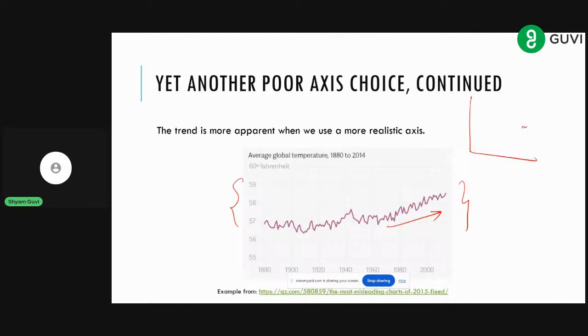If you just look at the overall temperature from the zero axis, it will still remain the same, and you will feel that global warming is not coming and all. But if you shorten the axis and then you see the trend, then you will get scared, like, yeah, definitely there is a temperature change which is happening.